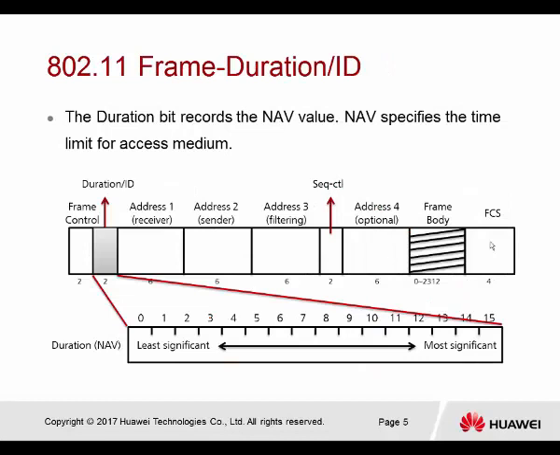The duration ID. The duration field records the NAV value. It specifies the time limit for accessing the medium. The duration ID is located after the frame control, so it also has 2 bytes. This is 16 bits inside the duration ID.